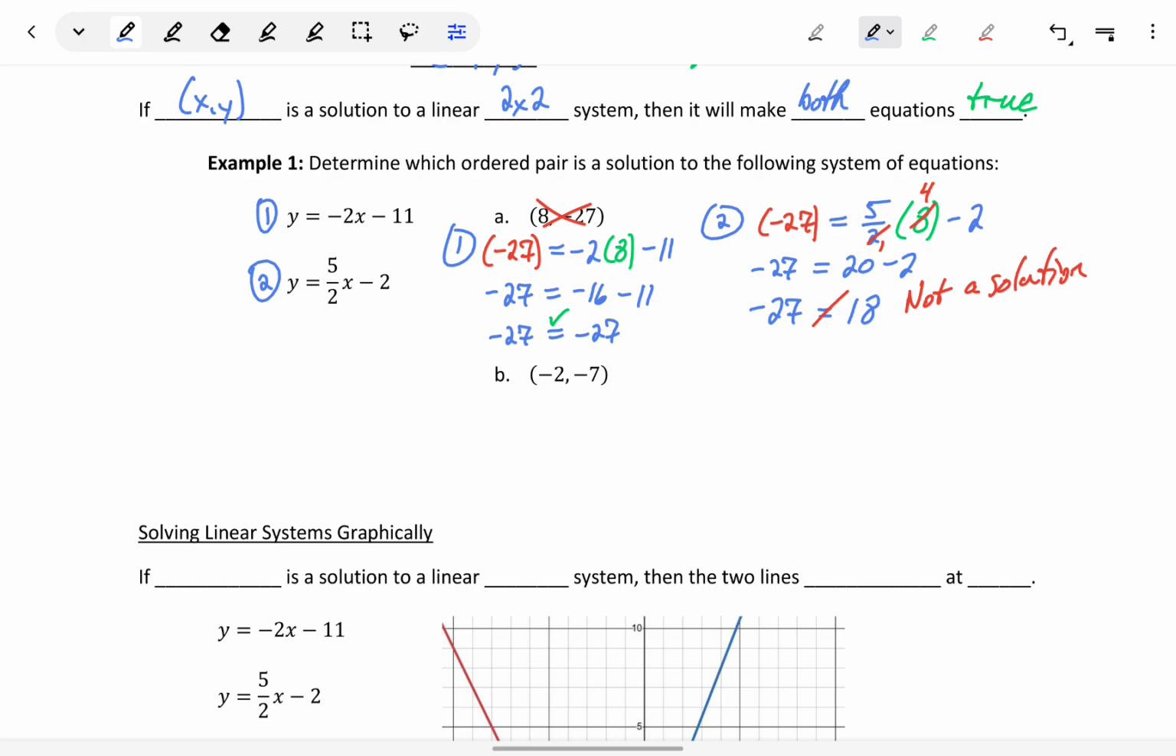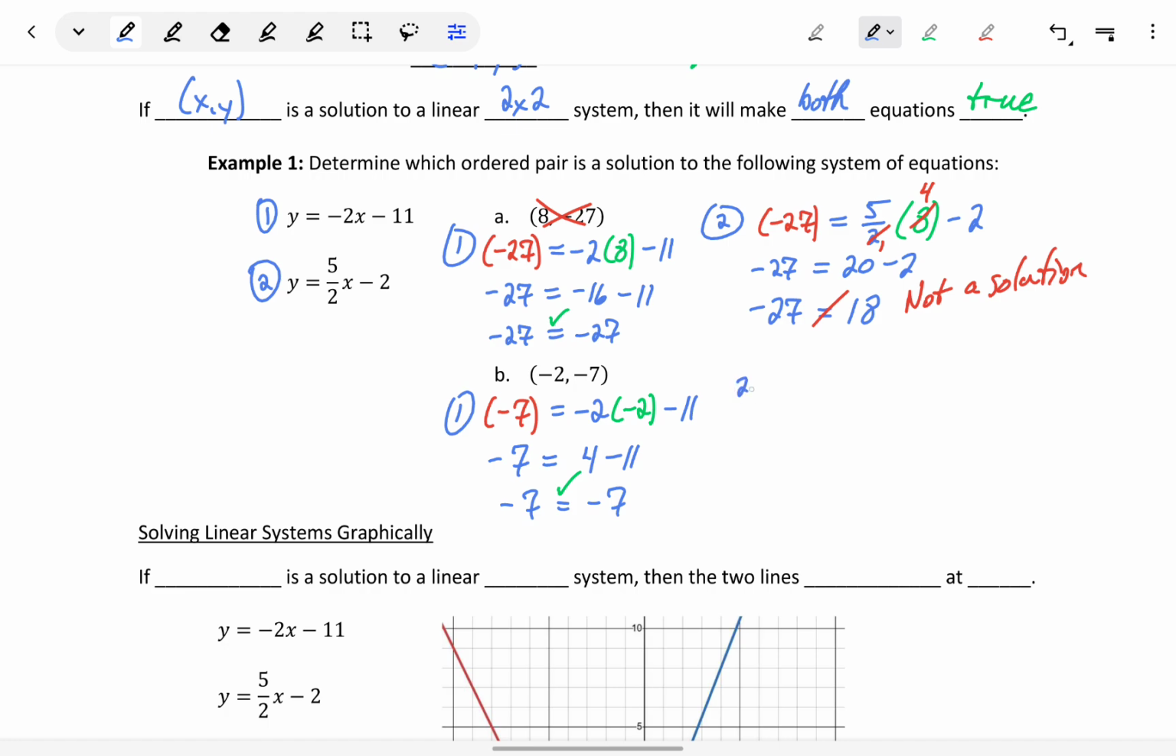Next, we'll check the coordinate pair we have in part B, negative 2 comma negative 7. We'll start off with equation 1 again, plugging in negative 7 for y and negative 2 for x, which will give us negative 7 is equal to negative 2 times negative 2 minus 11. This will give us negative 7 is equal to positive 4 minus 11, or negative 7 is equal to negative 7. That's a true statement. Both sides of the equation are equal when we make those substitutions.